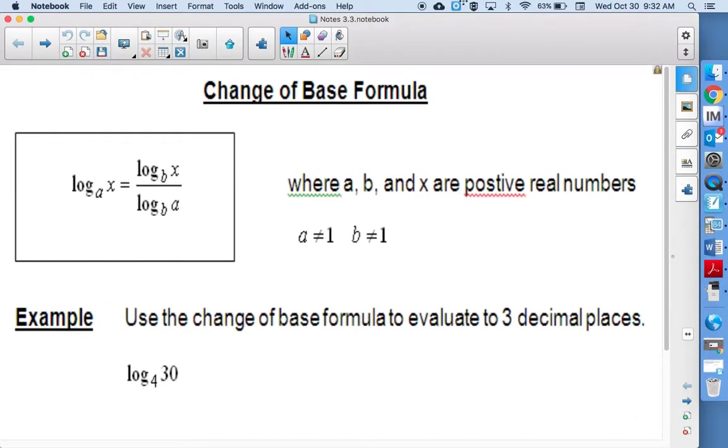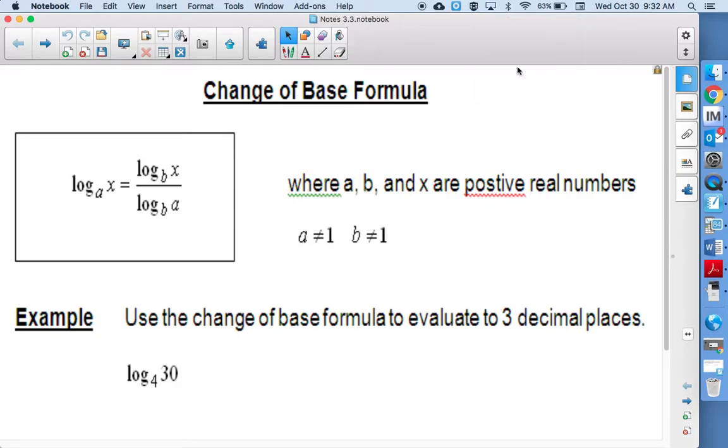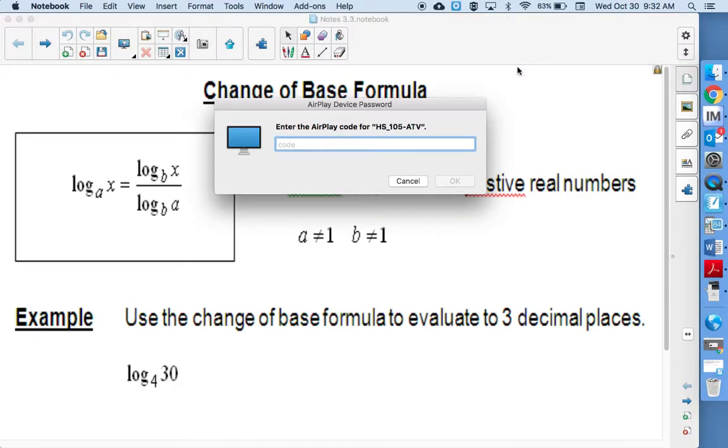And the first problem we were talking about yesterday, that change of base formula. So when we were plugging it in the calculator, you can plug in anything with a base of 10.